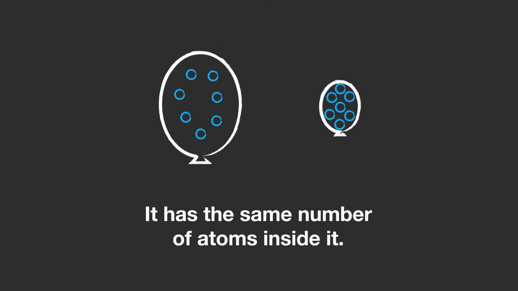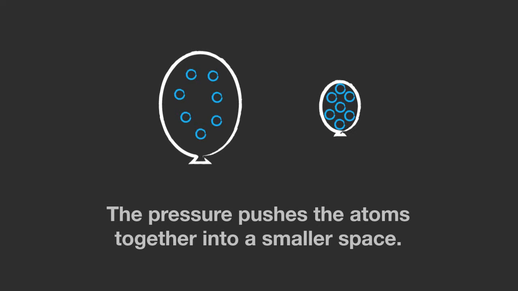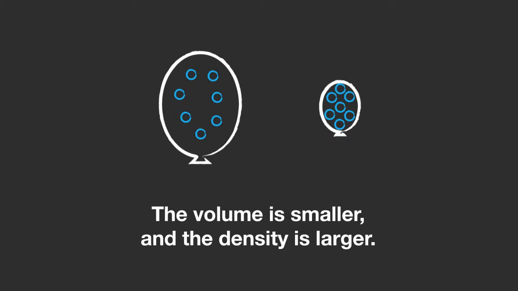It will still have the same number of gas atoms inside it, because the air cannot escape. The pressure will push the gas atoms into a smaller space. So the volume will be smaller, but the density, how close the atoms are together, will be larger.